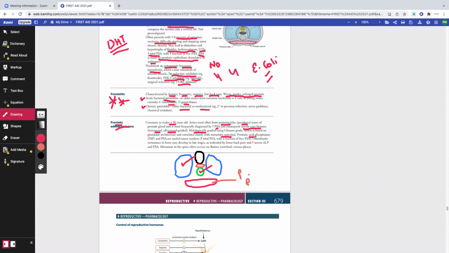And then after that, we also try to see the prostatic acid phosphatase, PSA.